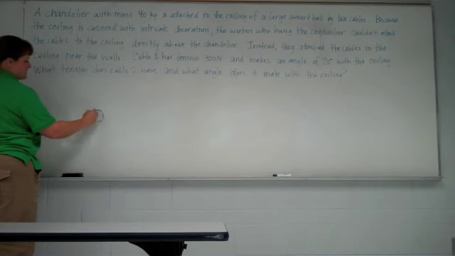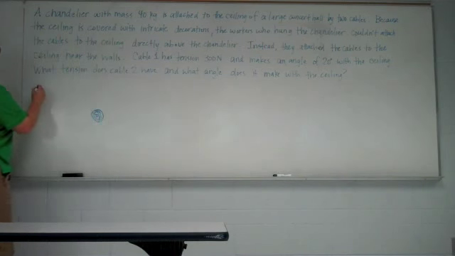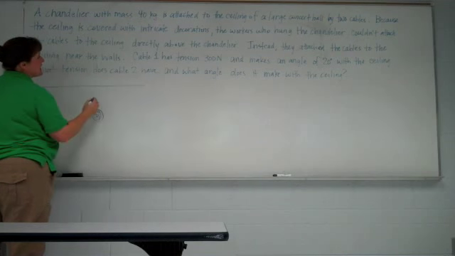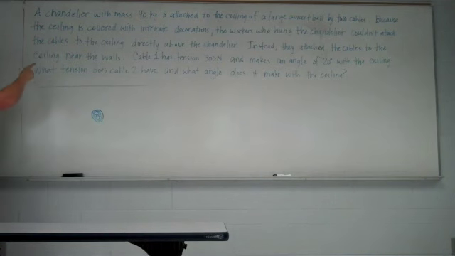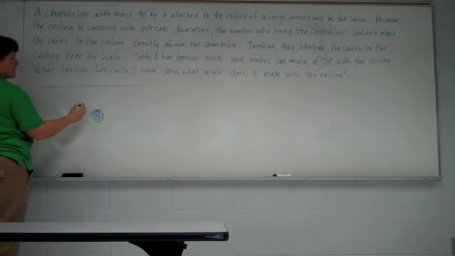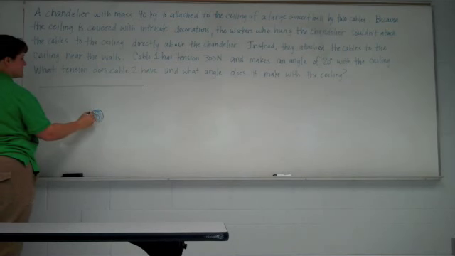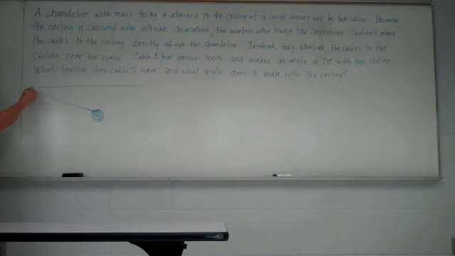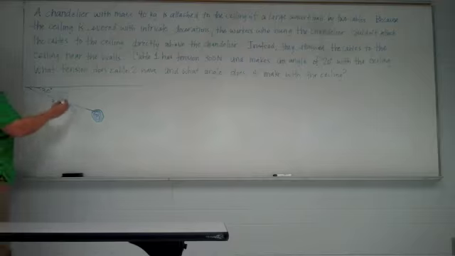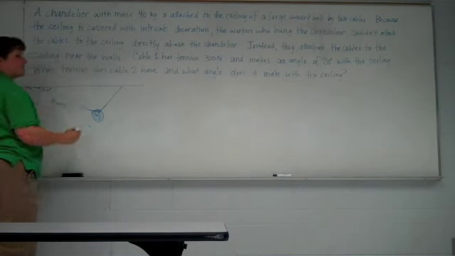Here's my fancy chandelier. They used 2 cables. One of the cables, cable 1, makes an angle of 20 degrees with the ceiling. And it has a tension of 300 newtons. So that's one of our cables. The second cable comes over here somewhere.